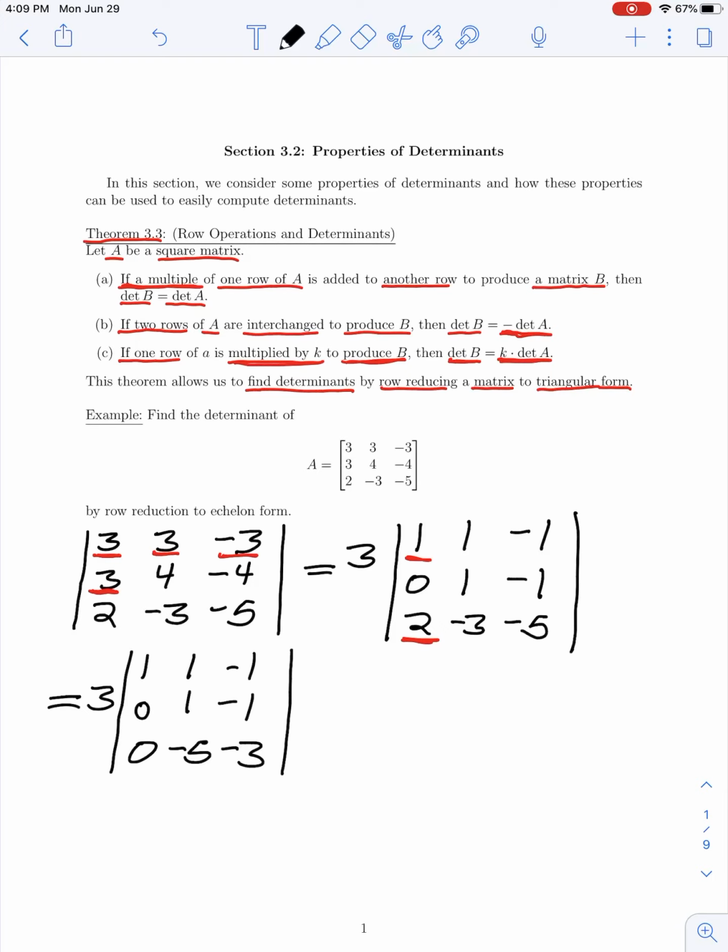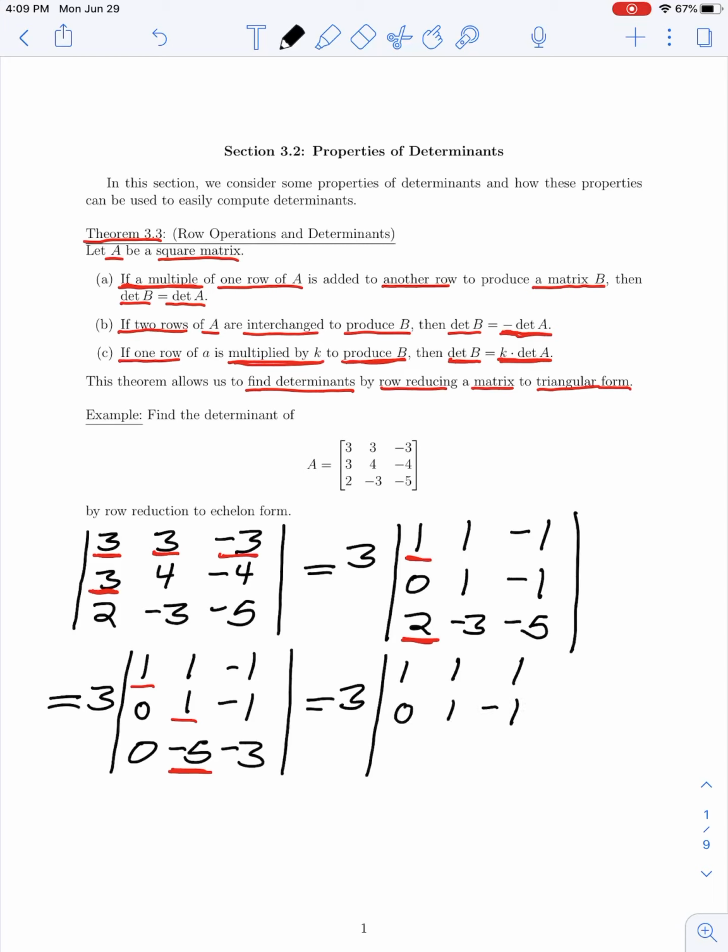So now my first column is exactly as I want for row echelon form. I've got a 1 as the leading coefficient in my second row. So to put this in triangular form, well, I just need to eliminate the negative 5 that appears in the lead coefficient for that third row. So here we have 3 times the determinant of 1, 1, 1, 0, 1, negative 1.